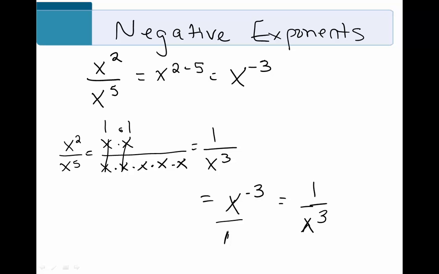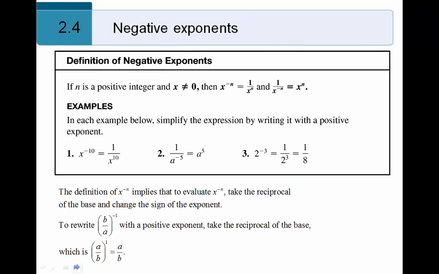So to make a negative exponent positive, we're going to take the reciprocal of the base. That will force the x down to the bottom in this example, and it will also make your exponent positive. So the definition of negative exponents is summed up here. If you have an x raised to the negative n power, to make that negative n a positive n, you're going to take the reciprocal of x, which is 1 over x. Notice your n becomes positive. Let's look at the examples below.